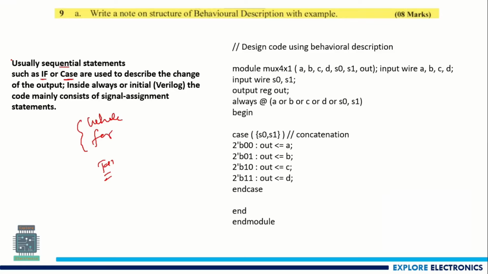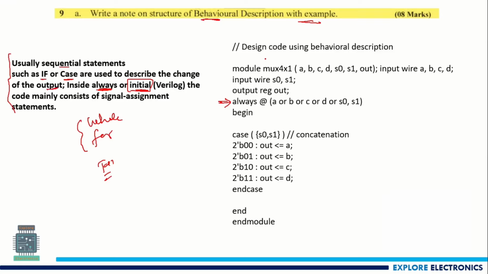Like this you can write the description, and here the output will always depend on the always or initial blocks, which will be used. So these are the things you need to write with respect to behavioral description. Behavioral description means there will be an always block, an initial block, or any of these. That is what the expected answer is.